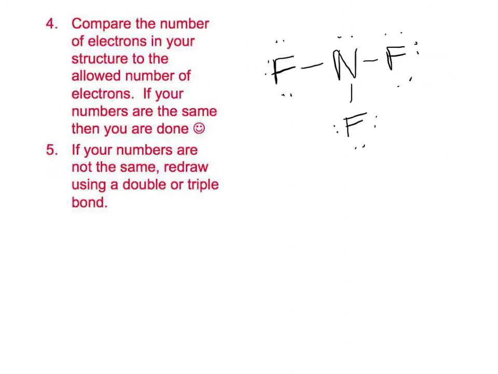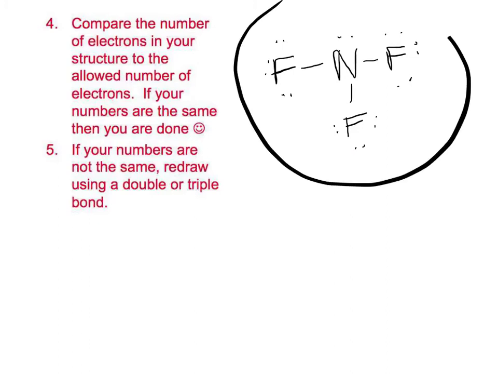The next step in figuring out if our structure is correct is to count our electrons in our structure and compare it to the number of electrons we're allowed. We're allowed 26 electrons, and if we count up all the electrons in our structure, we also have 26. So knowing that, we're done. If the numbers don't match up, we would need to redraw it and try a double bond or a triple bond.